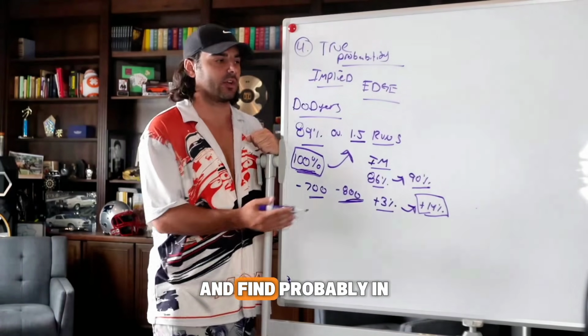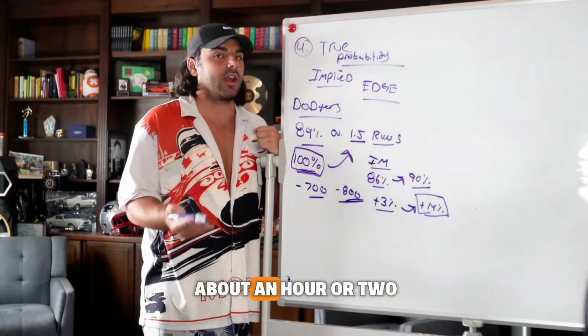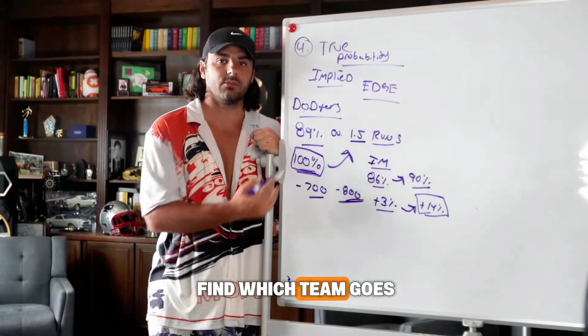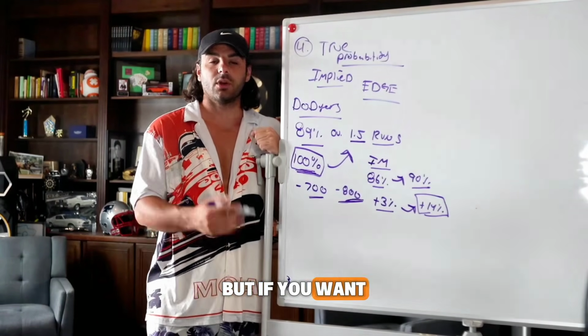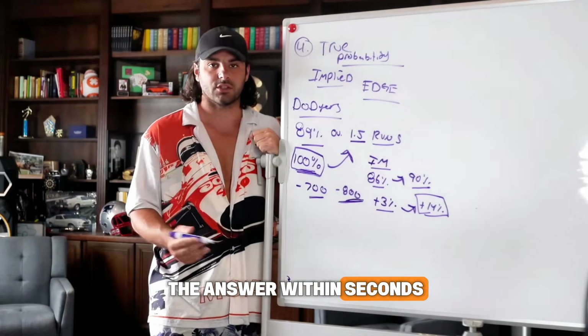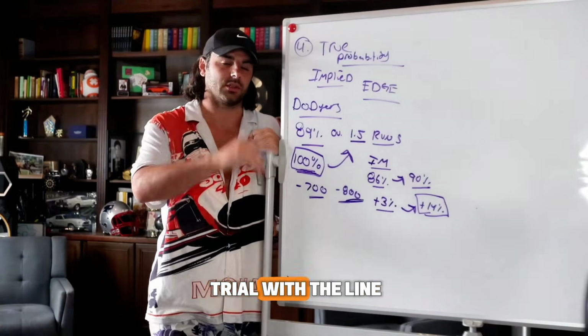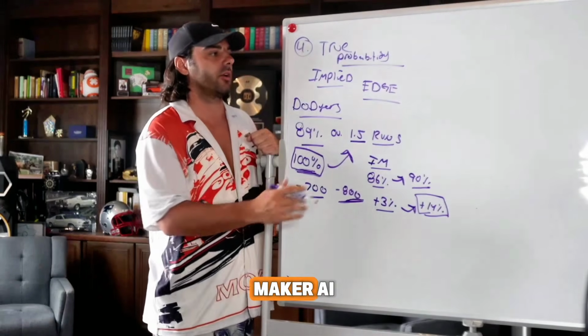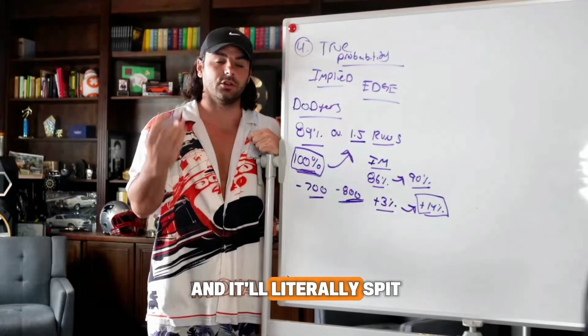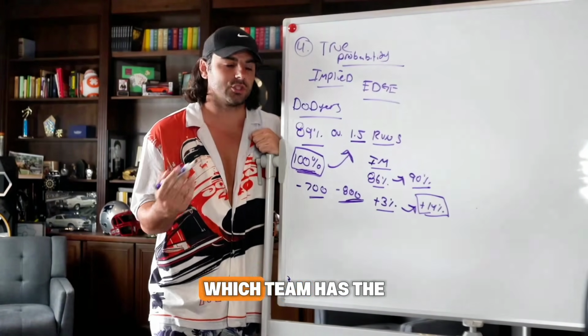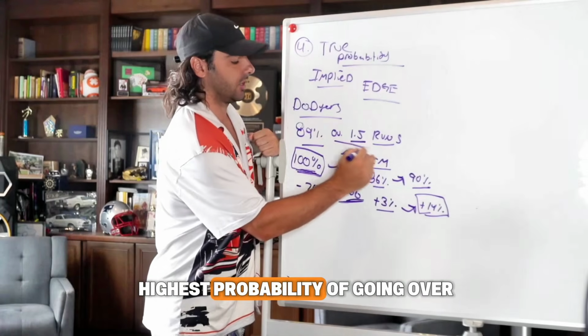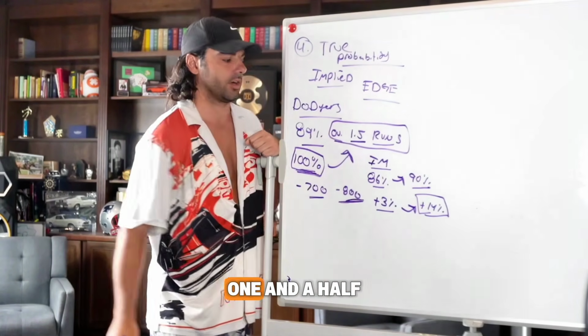Now, of these steps that I showed you, you could go and singly input this stuff throughout all different websites and find, probably in about an hour or two, which team goes through all those filters. But if you want to accelerate that and you just want the answer within seconds, all you got to do is start your free trial with the Linemaker AI. Put in the filters, and it'll literally spit out in seconds which team has the highest probability of going over 1.5 runs.